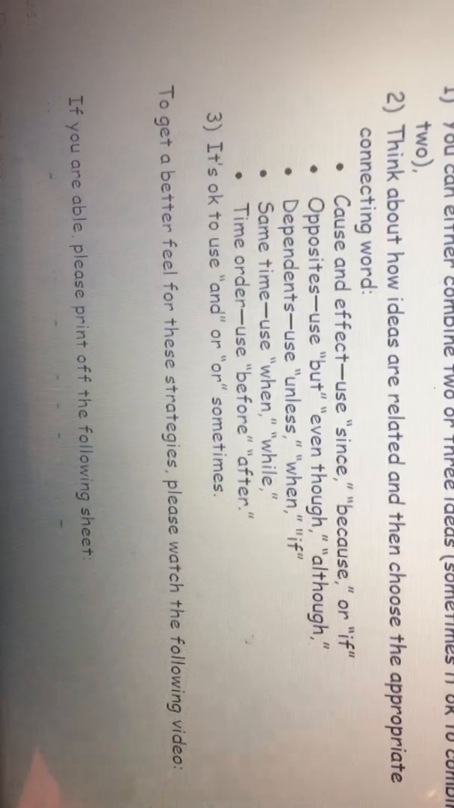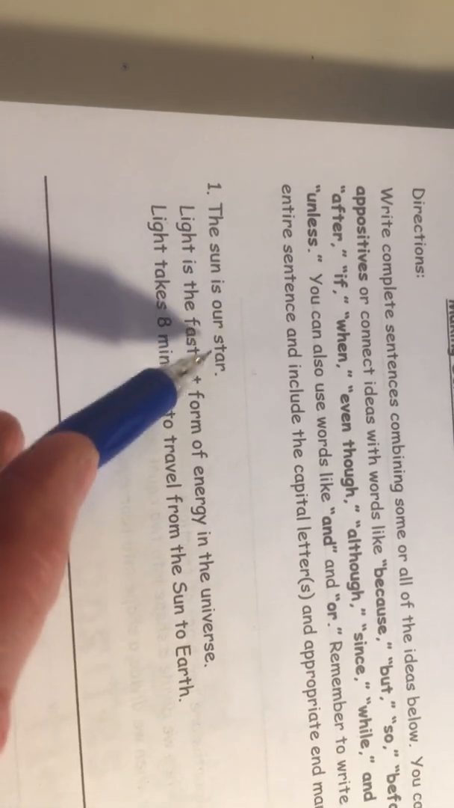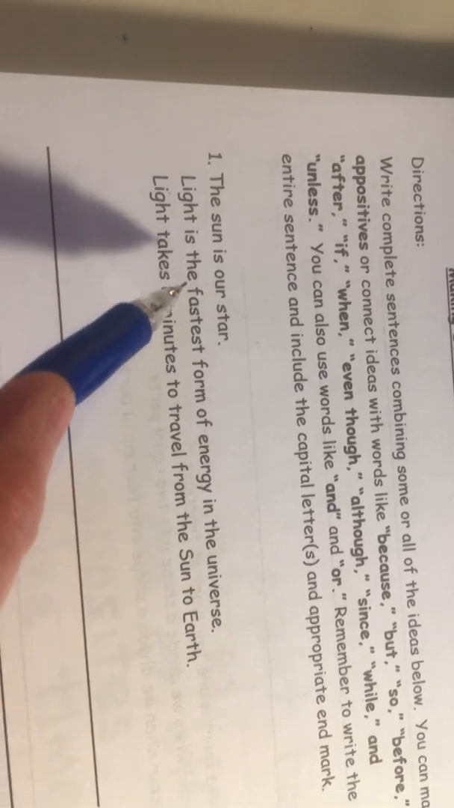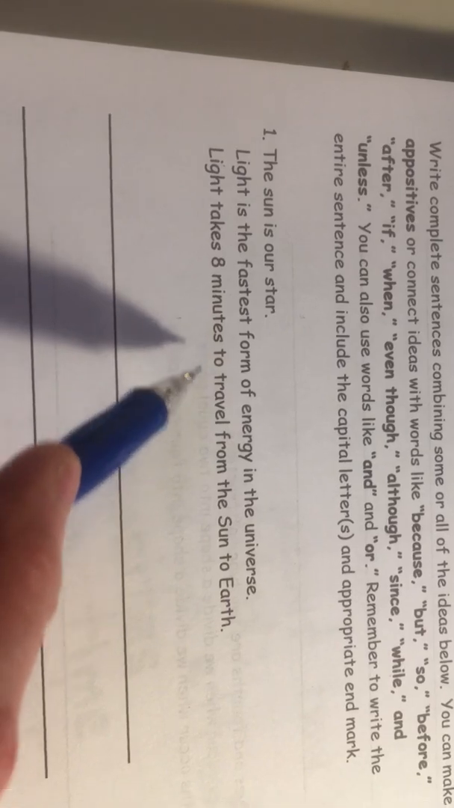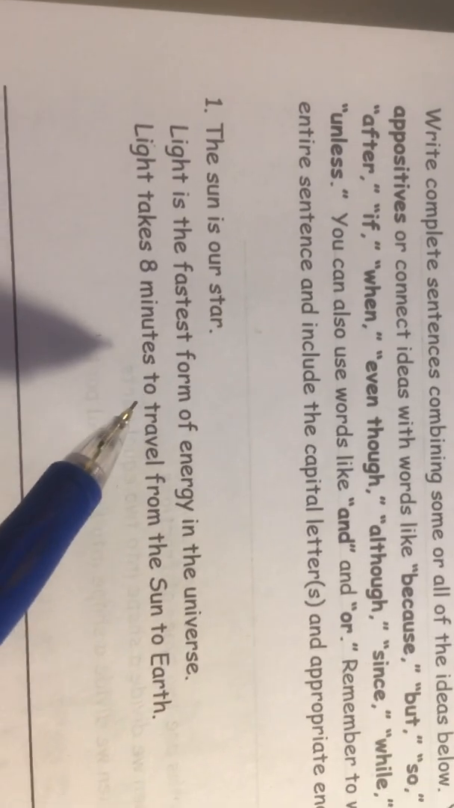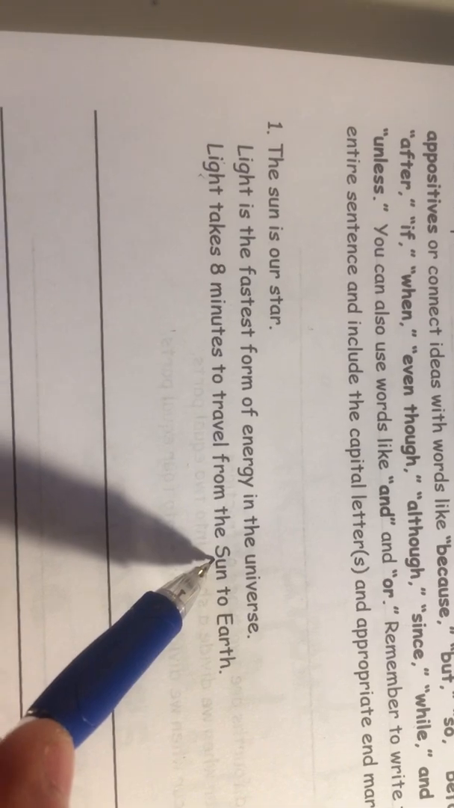And it's okay to use and or sometimes and just combine ideas like that. All right, so here you go. You're going to write your name and number at the top of the paper. The first, number 1, the sun is our star. Light is the fastest form of energy in the universe. Light takes 8 minutes to travel from the sun to Earth. So think, how are these related? Well, the second and third sentence are about light. The first sentence is about the sun, and the only other place the sun comes up is right here.